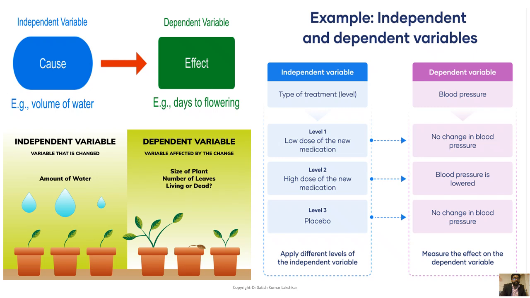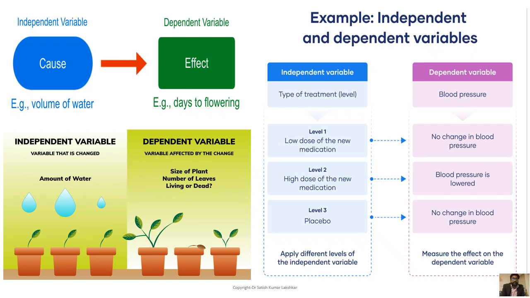Now again you can see there is an image which discusses the independent variable and dependent variable. The independent variable is the variable that is changed, whereas the dependent variable is the variable affected by the change. So let's talk about this example in detail. If we change the amount of water, this may lead to a result. What could be the effect? The size of the plant will change, the number of leaves may increase. The condition of the plant may change. It may be living or it may become dead also.